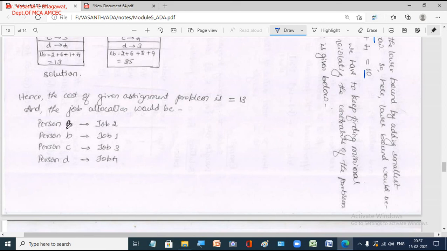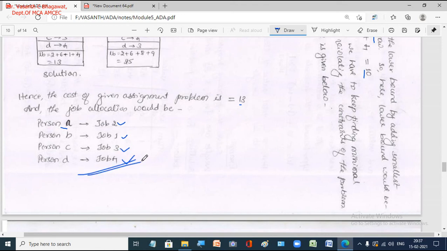So now for person A, job 2 you have assigned. For person B, job 1. For person C, job 3. And for person D, job 4. Now this is your final answer. This is how you are going to solve the assignment problem. So it is a very simple problem. Now you just practice this particular problem.